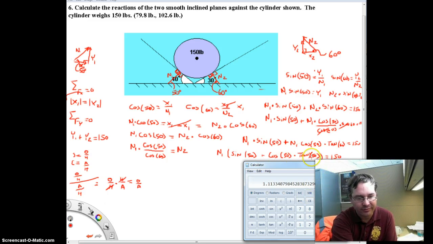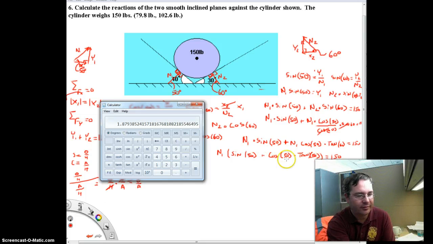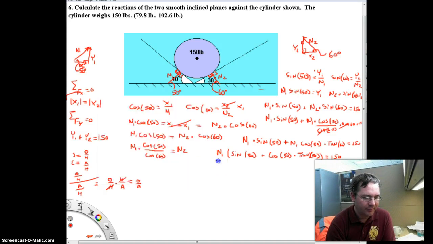That's the value of cosine 50 times tangent 60. To that, I'm going to add the sine of 50. So again, that's the value of the sine of 50. When I hit equals, that will give me the value of the sum. And so what we find is that all of this stuff inside the parentheses here is equal to about 1.9. Now, what do I want to do? I want to divide 150 by that. Well, rather than writing this all down, I'll use the 1 over function, the reciprocal function, and now I'll multiply by 150. And what we find is that normal force 1 is about 79.8 pounds.